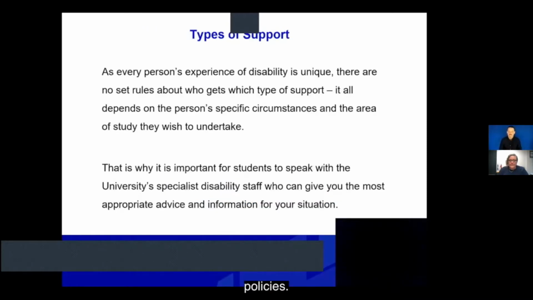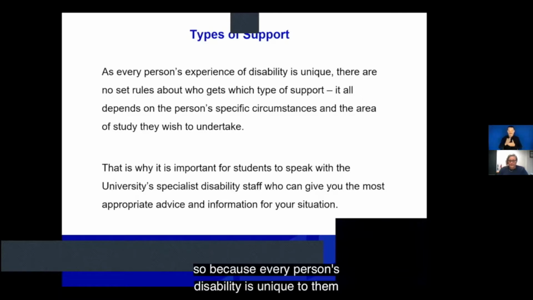So because every person's experience of disability is different, it's unique to them and their circumstances, it's not possible to give you a list of all the types of supports that you might get, because it also depends on the area of study that you wish to undertake and the type of courses that are involved in that program. So that's why we strongly encourage students to speak with the university's disability staff, because they can give you the most appropriate advice and information for your situation.